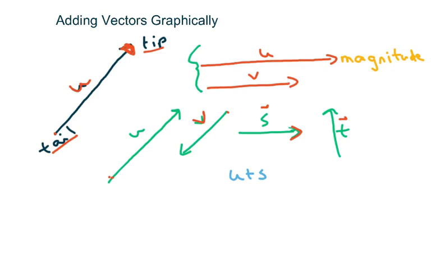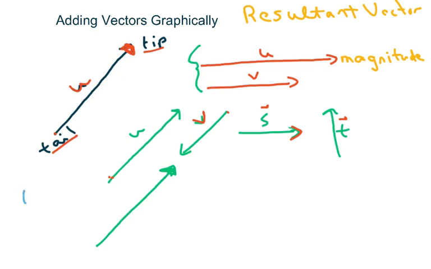For example, if we add U plus S, the method of addition is known as tail to tip. And the new word we're going to learn is resultant vector. The resultant vector is the one we're looking for. So we want to add U plus S. We start with U, and U is this length. I will never get the length perfect, but let's say there's U.